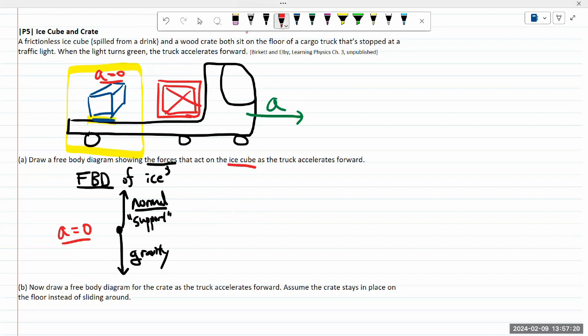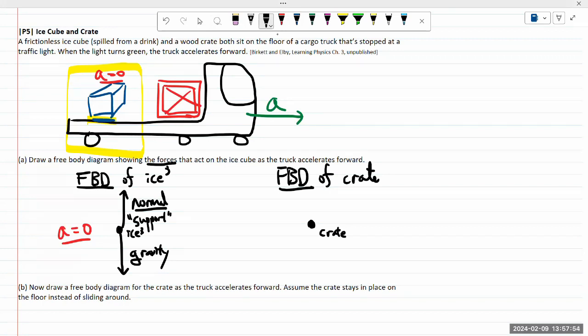Okay, now for part B, it says, now draw a free body diagram for the crate as the truck accelerates forward. Let me draw it up above here so that it's easier to compare with the free body diagram of the ice cube and so that I can keep this picture on the screen. So I'm going to draw a free body diagram of the crate. And again, I keep my free body diagram simple. I'm going to draw a simple dot to represent my crate. Let me actually label the dot so that I don't confuse myself later.